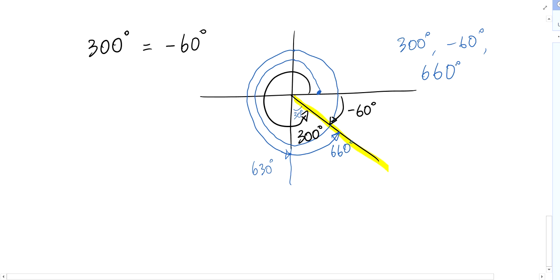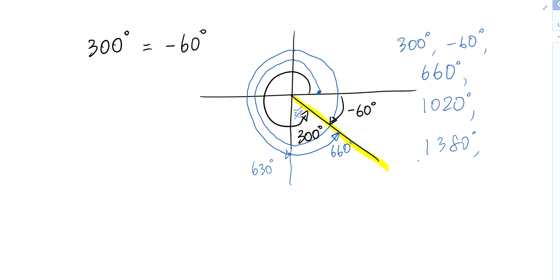Can you now give me another answer? There are more. Plus another 360. So how much do we get? Plus 360, we get 1020. Any more? 1380. Any more? Do you see the pattern? What did I keep doing? I go one more cycle, plus 360.